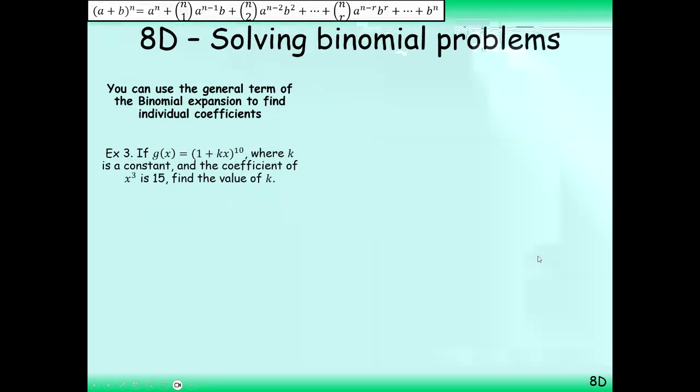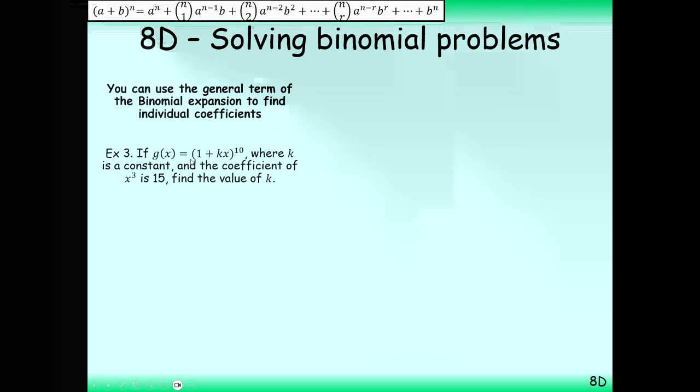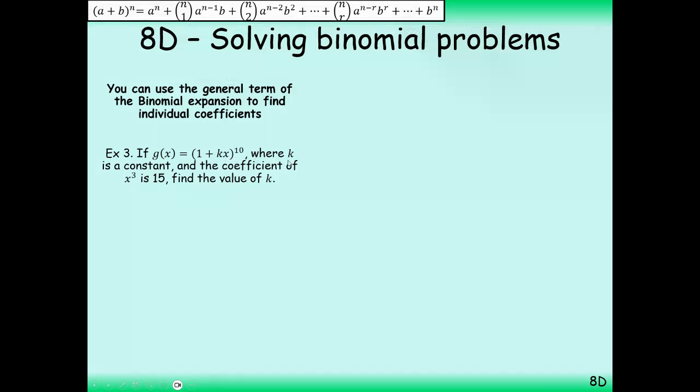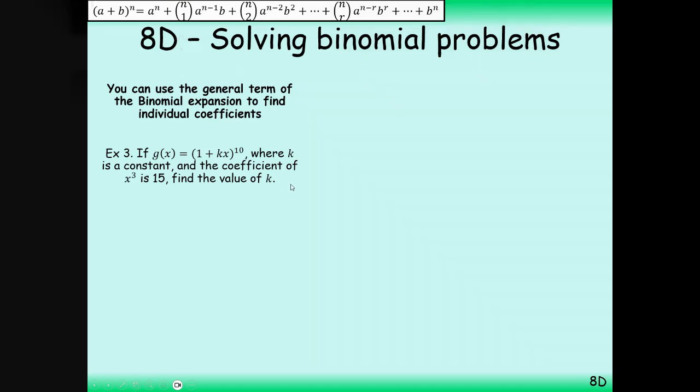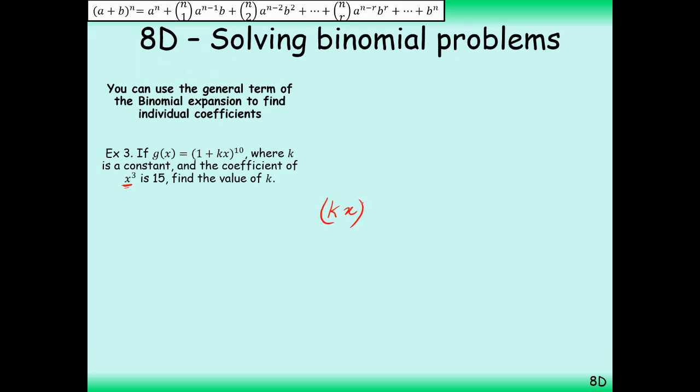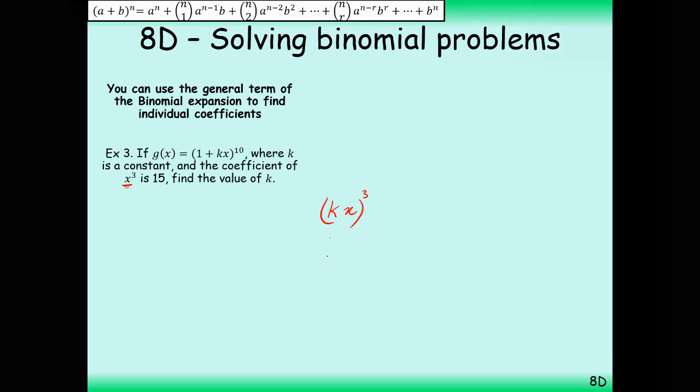Alright, so finally let's look at, well, this is not the final example but the third example. So g of x is 1 plus kx raised to the power 10. k is a constant and the coefficient of x cubed is given to us. We need to work backwards to figure out the value of k. So what we do here is we say if we have the coefficient of x cubed, it means that k is also raised to the power 3 with x, and we have k cubed in our expression here, right?